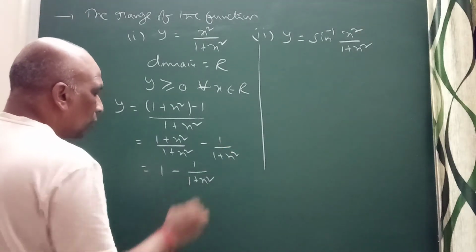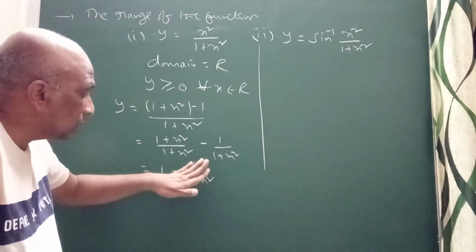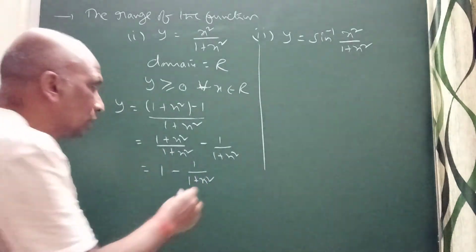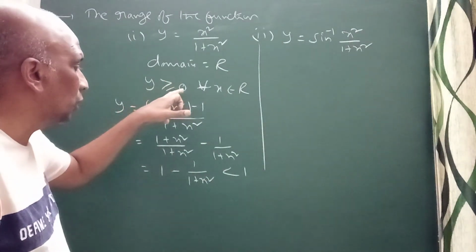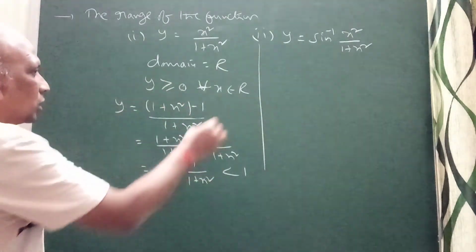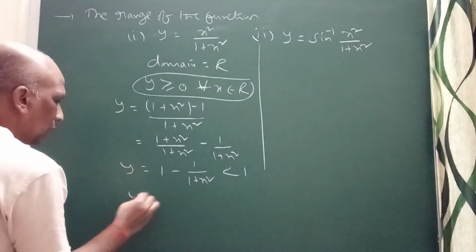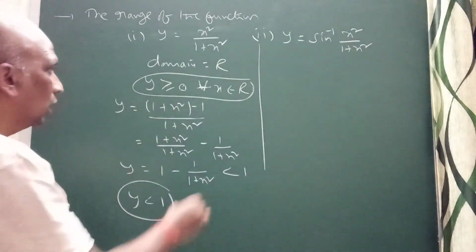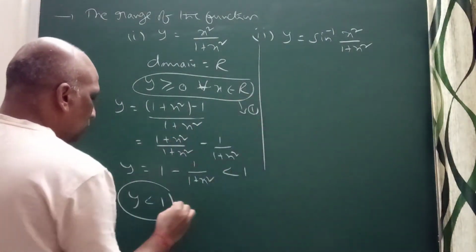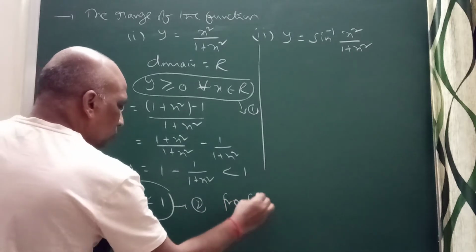See here, you can observe that the value of y is less than 1. You are subtracting some positive value from 1. That means this value is less than 1. But we know it is greater than or equal to 0. Correct? From this statement and here I got y less than 1. From these two statements I can decide. Let this be 1, this is 2. You can think from 1 and 2.